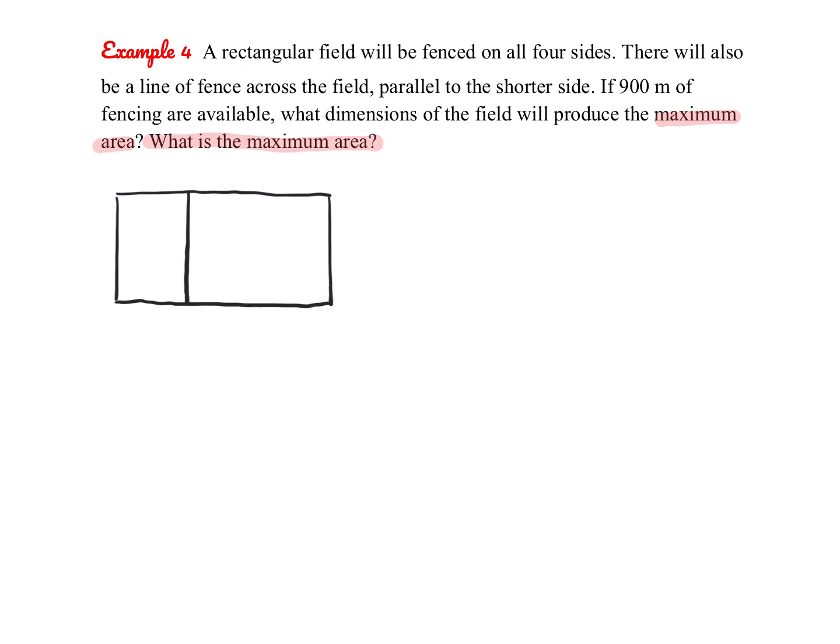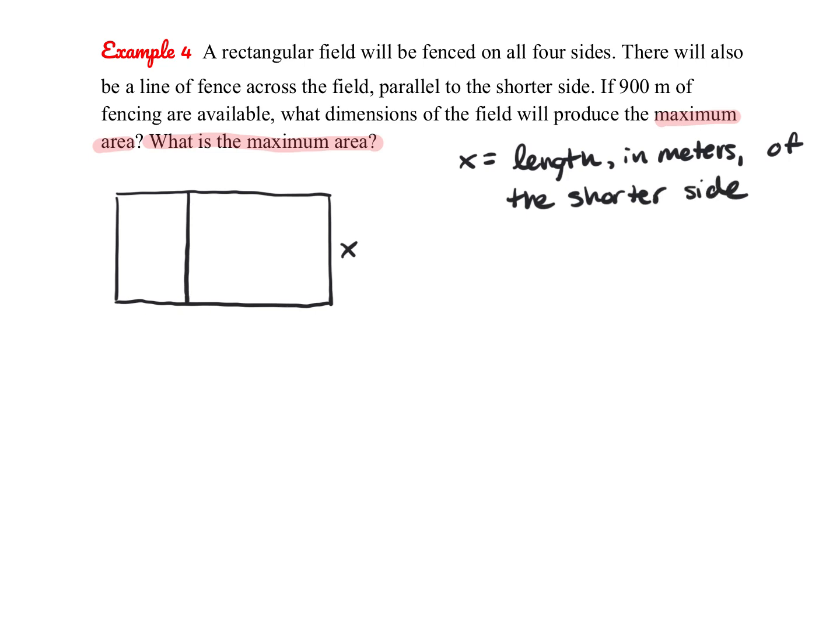So first, we need to pick something and define it as our variable. So let's say I define this as x. I'm always going to define it in words as well. So I'm going to say the length in meters of the shorter side. So that means that this is also x and this is also x.